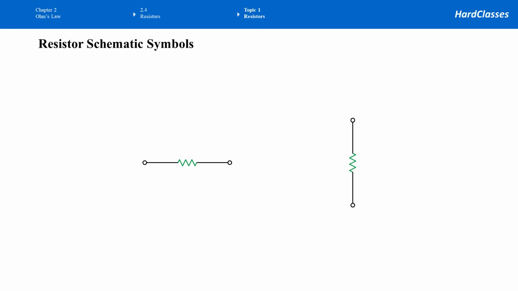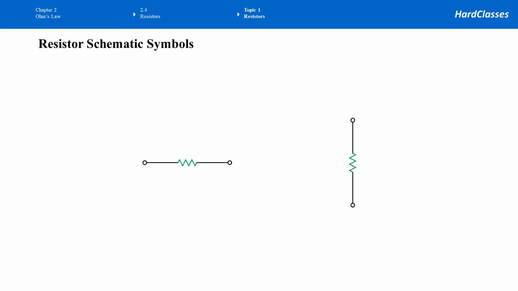Here are two resistors. One is in the horizontal direction, the other one is in the vertical direction. They have the same symbol. Both resistor symbols have the green zigzag shape. The zigzag shape represents the resistor. The straight lines are the wires, and those bubbles mean terminals. The bubbles are not that important. Most of the time when we draw a circuit, we can simply omit those bubbles.